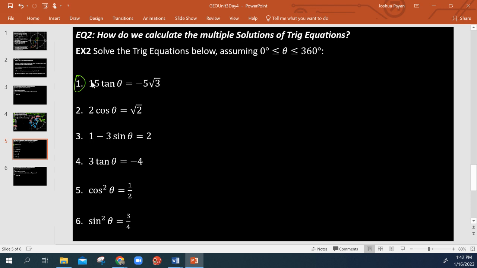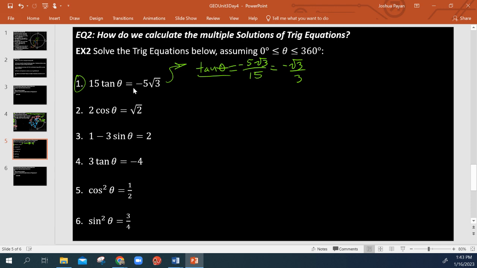Okay, so the objective is always the same with these. We've already seen these before. We always want to get the trig function by itself first. Then we look to calculate what theta, the unknown angle, is, right? So first, to get the tangent theta by itself, we're obviously going to want to divide by 15 first, right? So then we're going to end up with tangent theta is equal to negative 5 square root of 3 over 15. And I'm going to go ahead and reduce because that just bothers me. We end up with negative square root of 3 over 3.